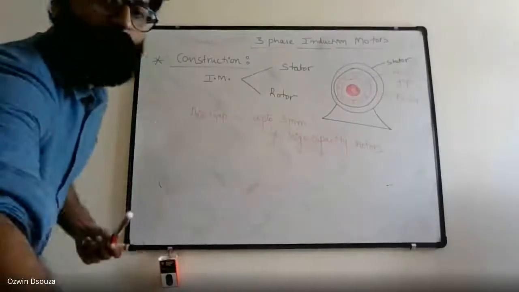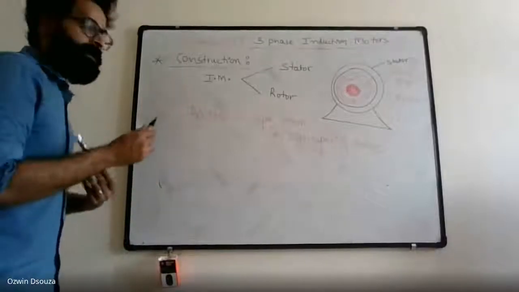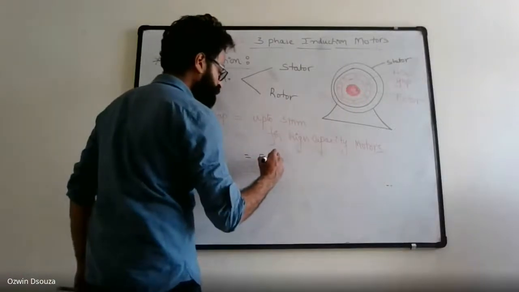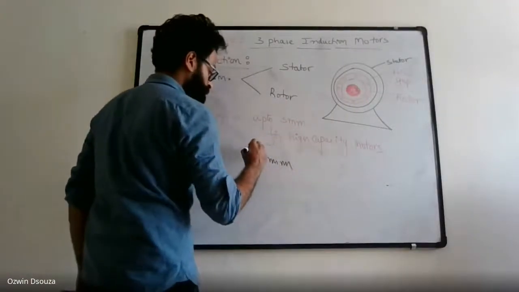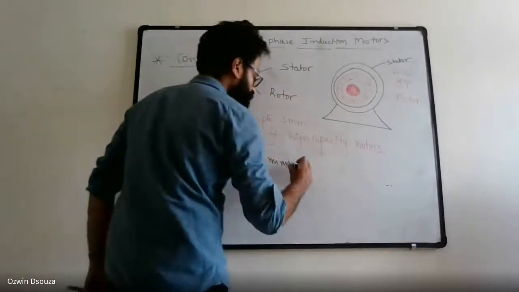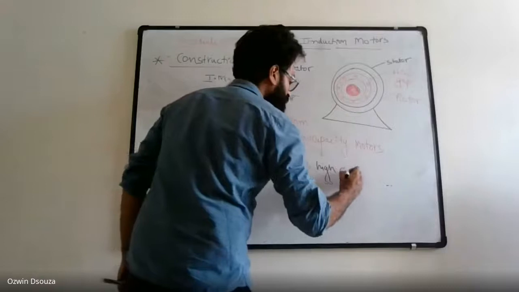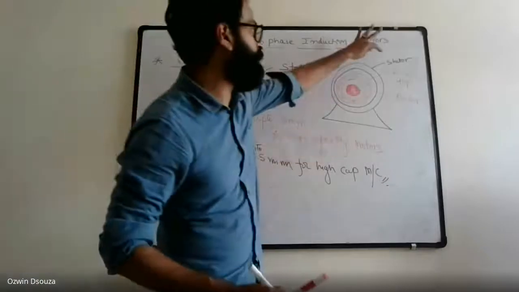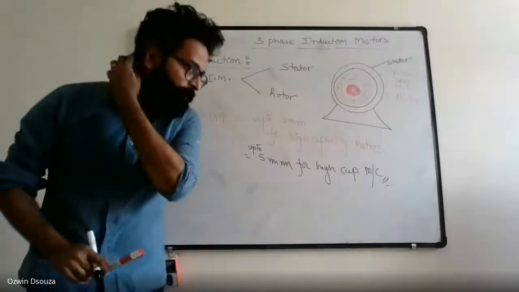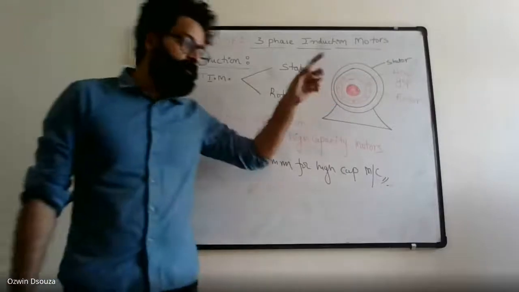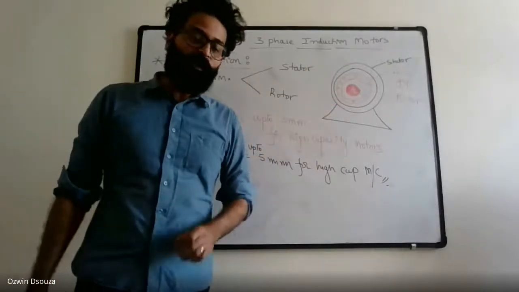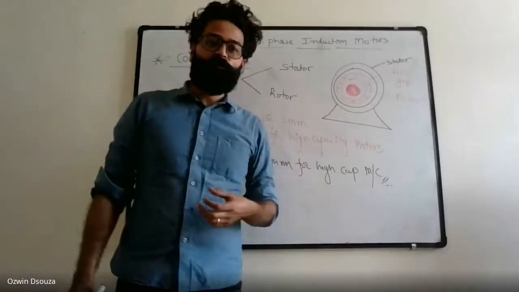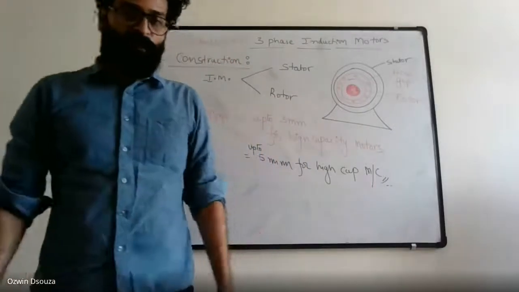Sometimes you can also call it a hairline air gap. On the other hand, for low capacity machines, it is up to 5 mm. What is air gap? Air gap is nothing but the clearance between stator and rotor. Why do you need an air gap? You need an air gap so that your rotor can run free. If there is no air gap, your rotor is going to touch the stator, and it can produce a lot of mechanical noise, which should be avoided.